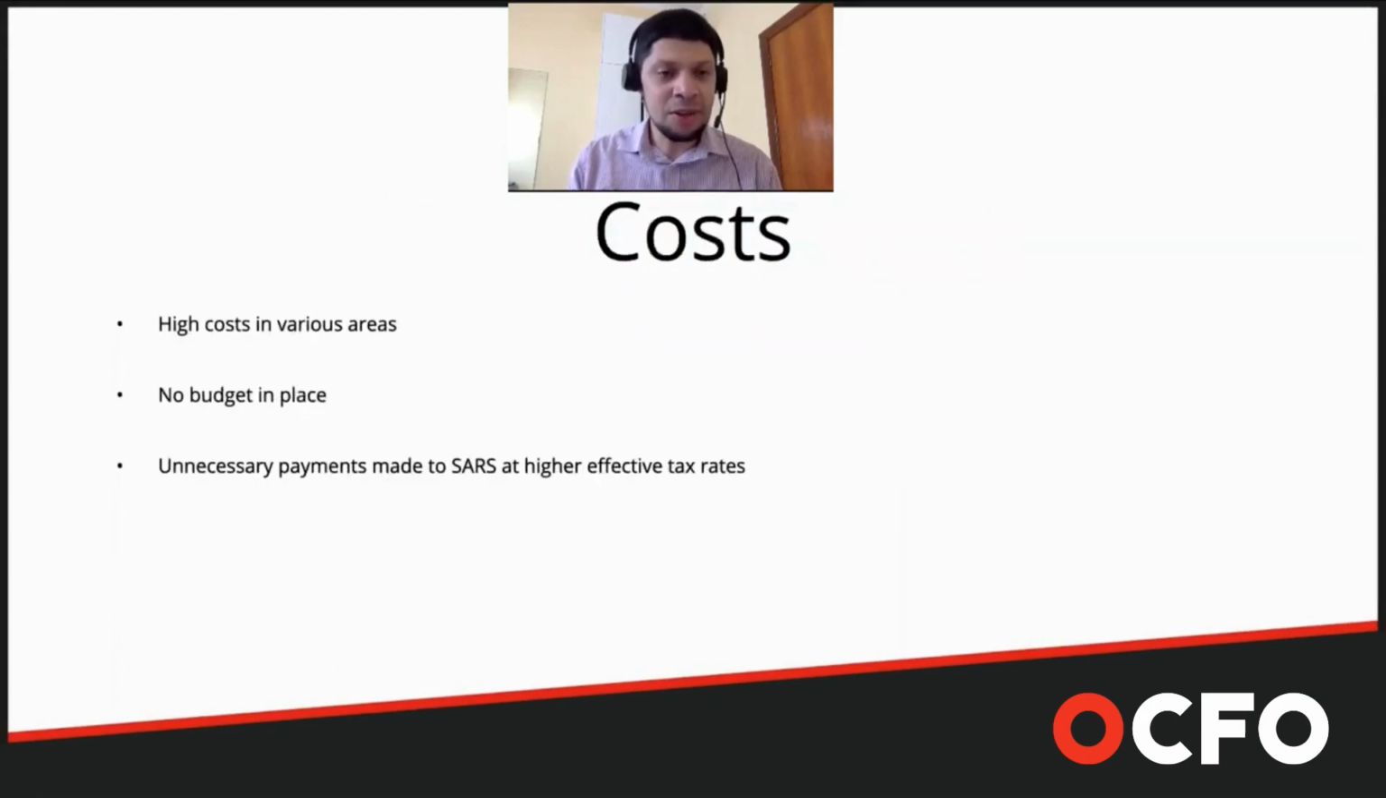Moving on to the next topic is costs. Unnecessary costs in certain areas. Small things, for example, like having your bank account with the wrong bank and paying excess costs, or having the wrong bank structure and paying excess costs, or saving all your money in a current account and not earning interest on that money if you're sitting on cash. Also, having no budget in place means you don't know if you're spending too much or too little. Also, if you don't have an accountant, you might be calculating the wrong tax and paying the wrong tax, not using assessed losses or not being a small business.